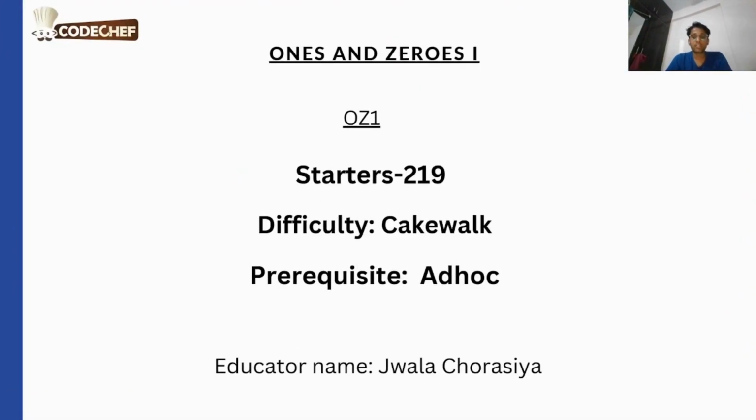Myself Jwala and today we are going to solve the problem which came with Starters 219. The name of the problem is Ones and Zeros 1. The problem code is OZ1. The difficulty rating of the problem is cakewalk and the prerequisite is ad hoc. Let's start with reading the problem statement over here.